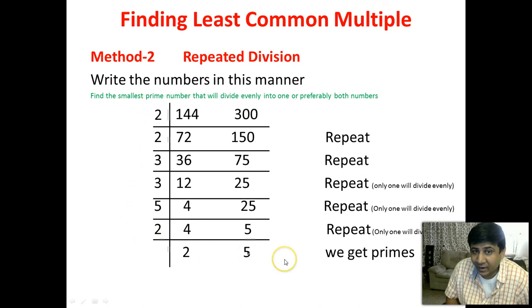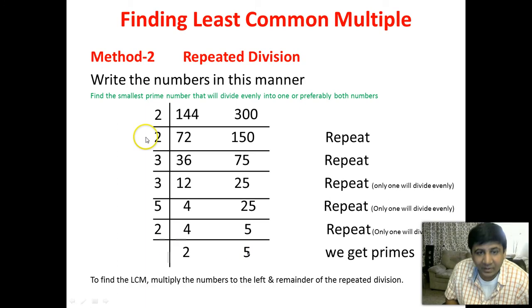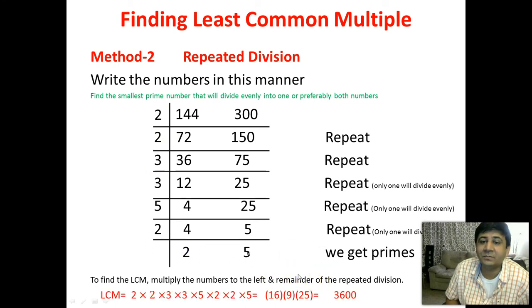Now to find the LCM, what you need to do is take all these numbers and multiply them. Multiply everything to the left, this one here, and the remainder, this one here, and that will give you your LCM. Same as what we got earlier, 3600. So these are two methods to find the LCM, or least common multiple.